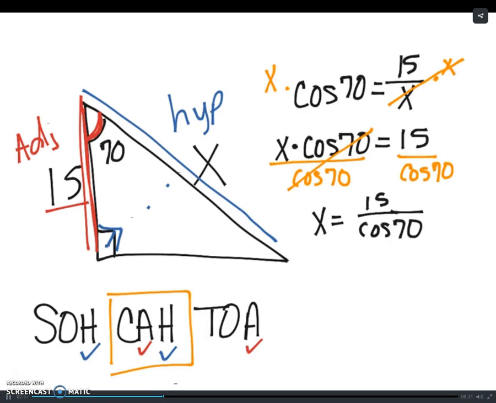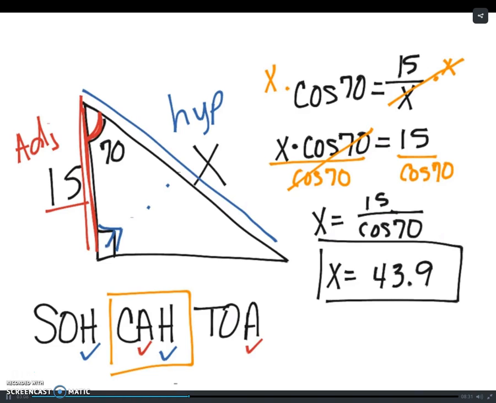And we said at this point you can type that into your calculator, and you can then get the answer: 15 divided by the cosine of 70 is 43.9 degrees. Not degrees, sorry, units. Okay. So if all these were in centimeters, then this would be in centimeters. If they're all in inches, it'd be inches, so on and so forth. So this is the missing side measurement, is 43.9.